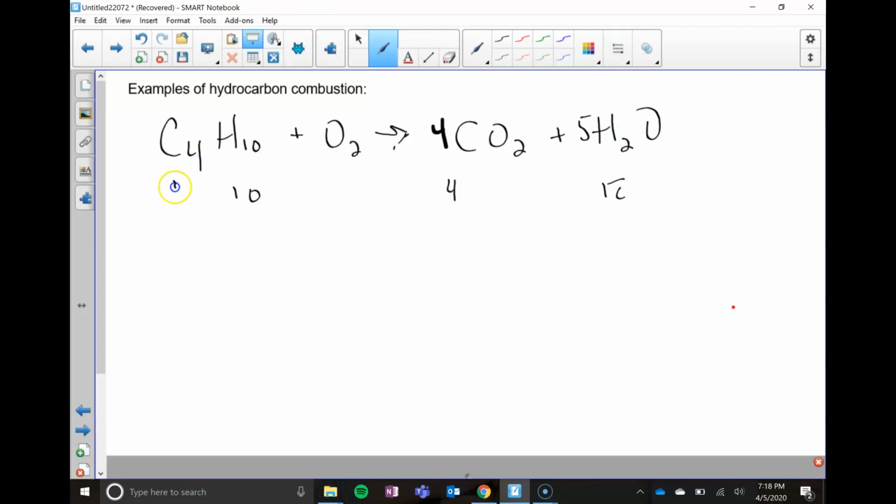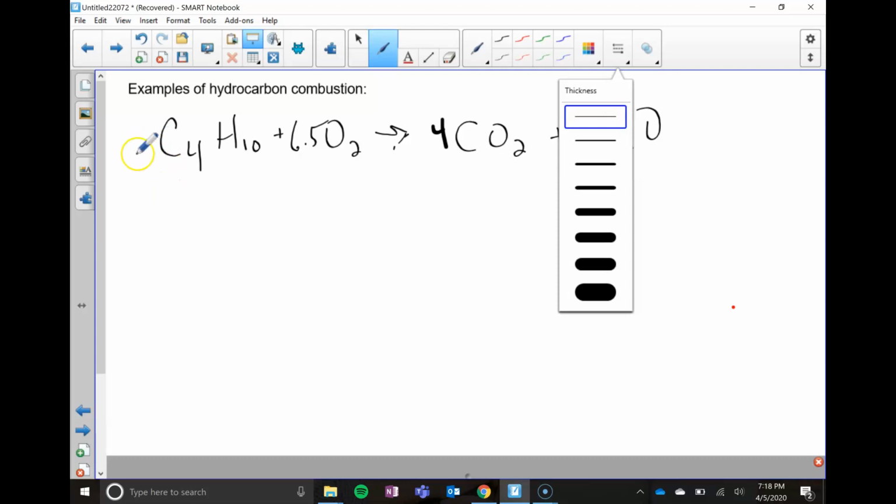So 4 carbons, let's count up our oxygens. Over here we've got 4 times 2, which is 8. And we got 5 over there, so we got an odd number, 13. Remember, I said a decimal over here would work, so we need 13 oxygens on this side. If I put a 6.5 right there, that would technically work, right? That would give me 13 oxygens, but I can't put 6.5 there.